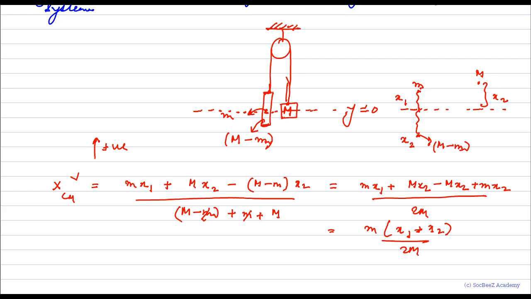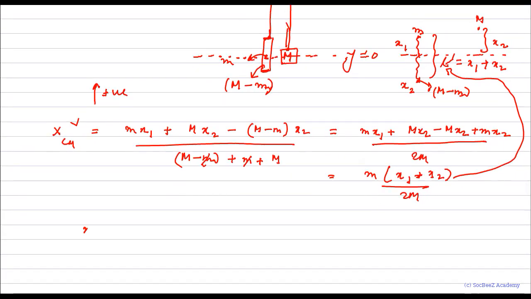Now I've been given that the man moved a distance of l dash with respect to the ladder, which implies that l dash is the relative displacement of the man with respect to the ladder, and the relative displacement of the man with respect to the ladder is nothing else but this whole distance, which has been given to me as l dash, which is nothing else but x1 plus x2, right? So I can replace x1 plus x2 by l dash. Okay, so this gives me x cm dash as small m into l dash upon 2M.